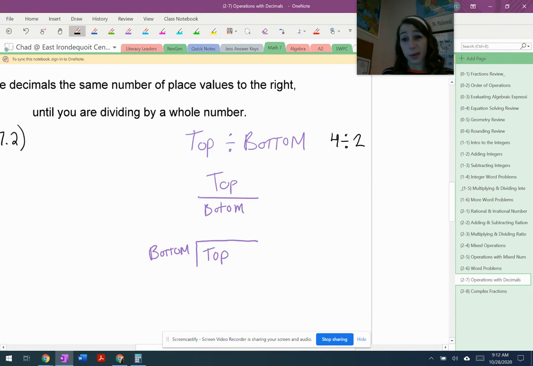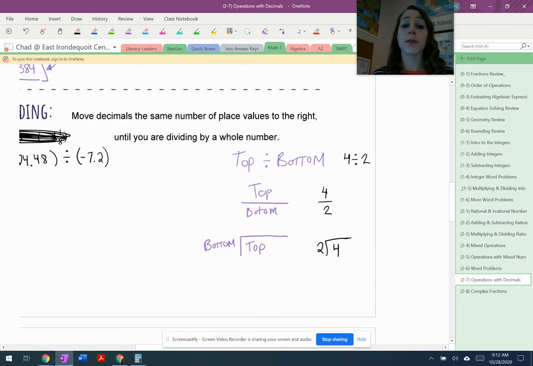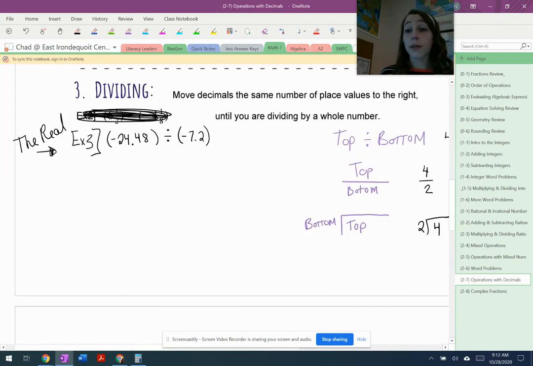We know 4 divided by 2 is 2. That's the same as writing it as 4 over 2, which is also the same as writing it 2 going into 4. Those 3 things are all the same way to write that division piece. So when you're looking at this, you got to be careful about what you're doing.